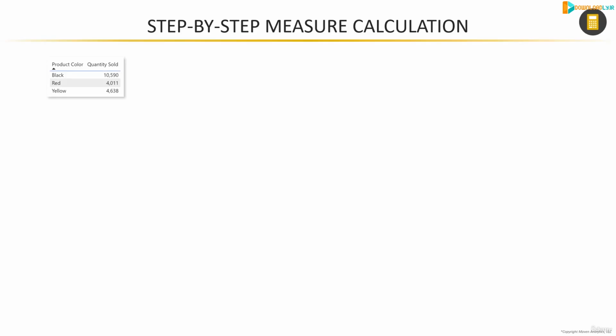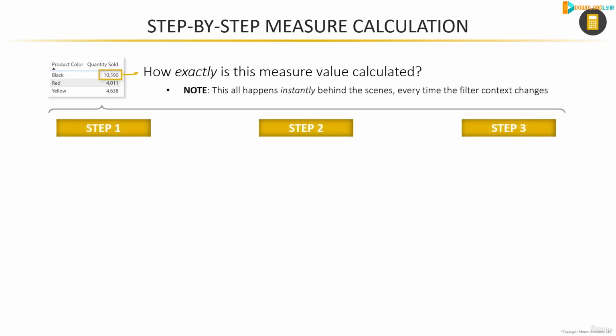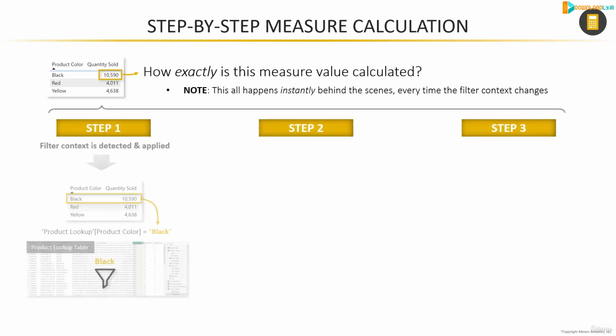In this case, we're evaluating a quantity sold measure based on product color. And what we want to figure out is how this particular cell, where color equals black, is calculated and returning a number of 10,590. So what I'm about to show you all happens behind the scenes, and it happens instantly every time the filter context changes. I like to think of this as a three-step process, where step one is when the filter context is detected and applied.